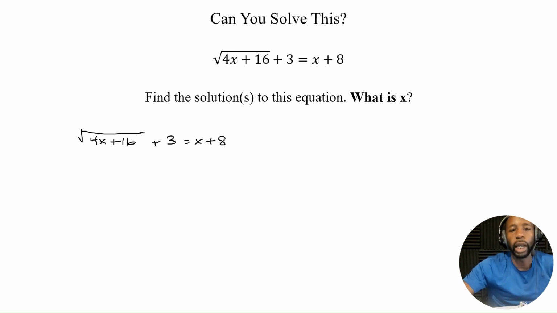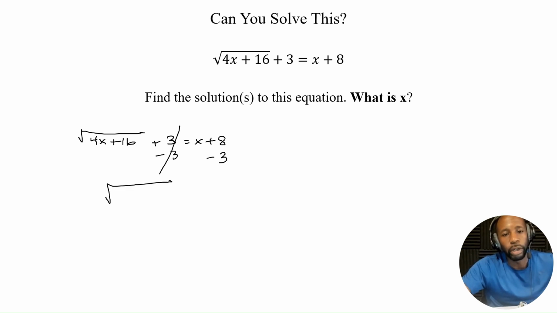Now, we've got x on both sides of this equation. We're going to need to move all the x's to one side of the equation so that we can solve for x. So let's do that. First we'll move what we can. So square root of 4x plus 16 equals x plus 5.